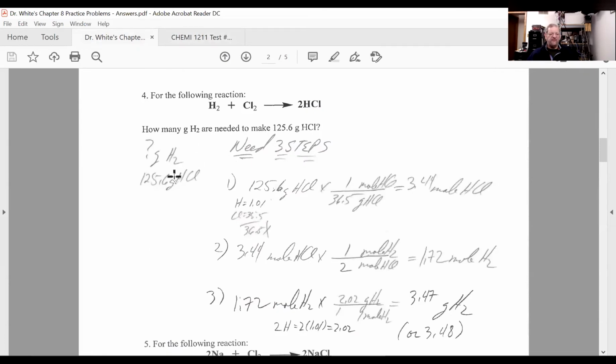Need 3 steps. We're trying to find grams of hydrogen, that's B. We're given grams of HCl, that's A. First step, convert the grams to moles. Use your good friend, unit analysis. Whatever I start with, whatever I have, I'll go here. Here are the units I'm trying to get to. This goes on top of the ratio. This goes underneath. Where do I get these?